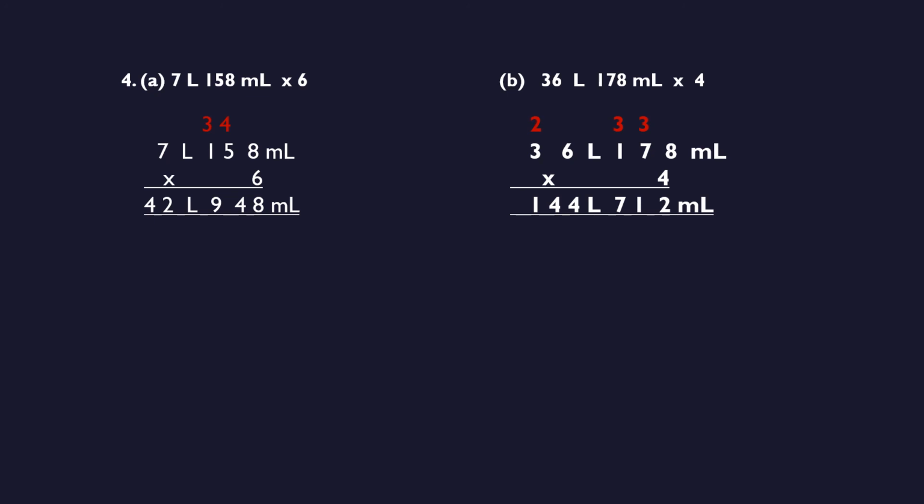Then 4 sixes are 24. 4 you write in the answer part and 2 as carry. 4 threes are 12. 12 plus 2 is 14. So the total answer is 144 liters, 712 milliliters.